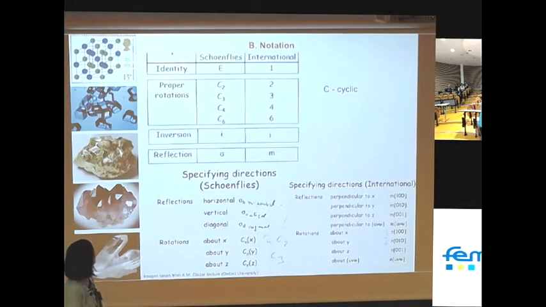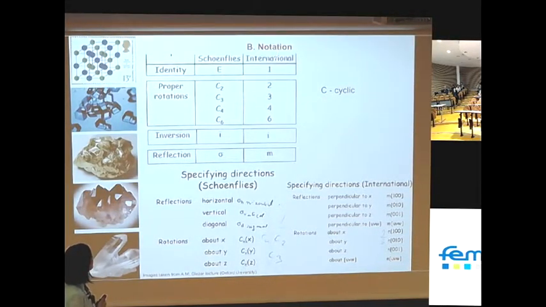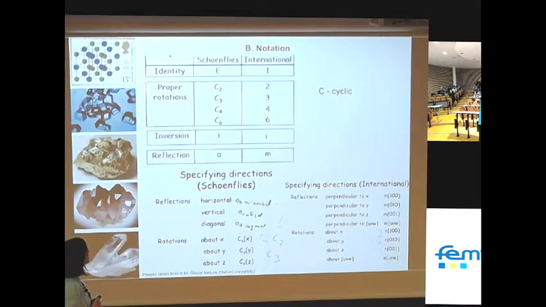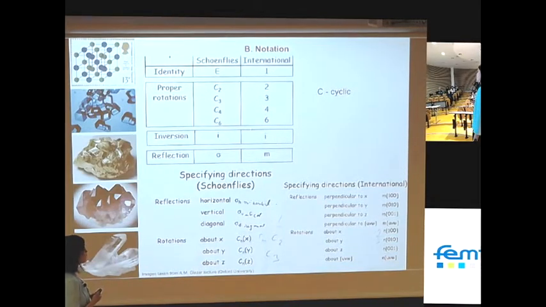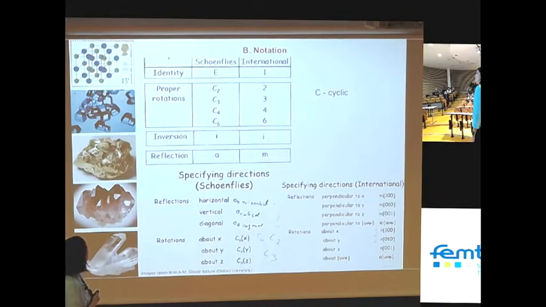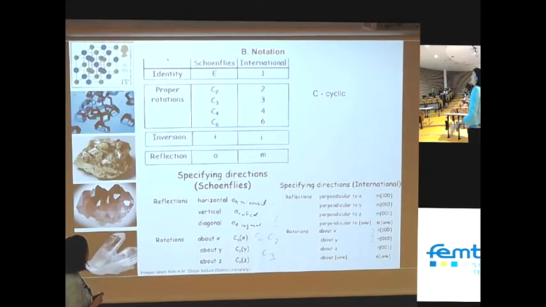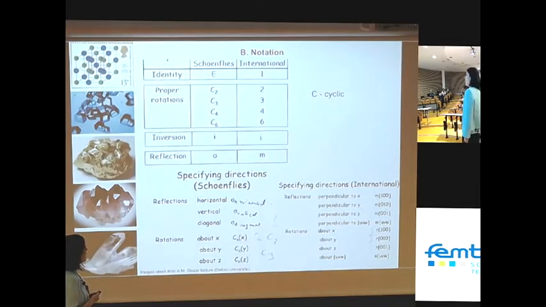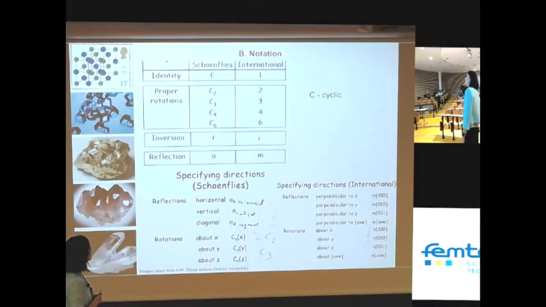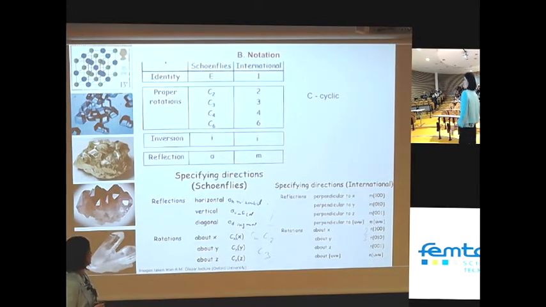So for the notation, identity is 1 or E. For the proper rotations in the international system, it's very easy, it's just a number showing how many folds the rotational axis has. So it's 2-fold, 3-fold, 4-fold, and 6-fold. Right? And in Schoenflies notation, we write I for inversion, and in international it's 1 with a bar. Reflection is sigma or M, and rotor inversion is S. In this case, S with the number of folds, and in the international case, we just have a number with a bar on the top.